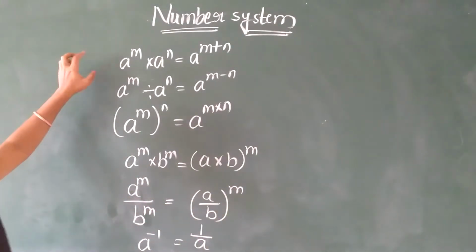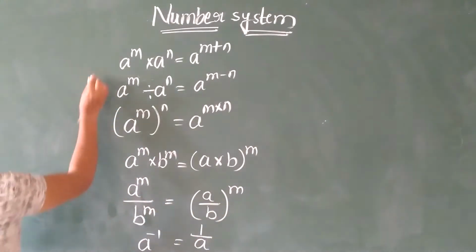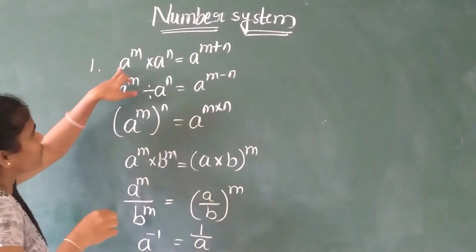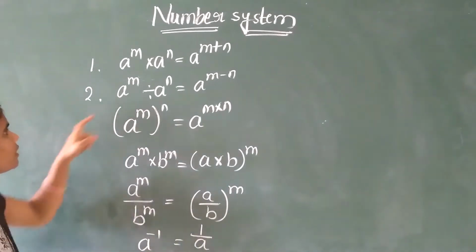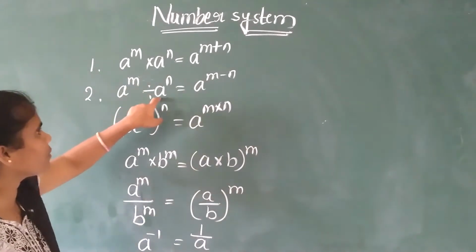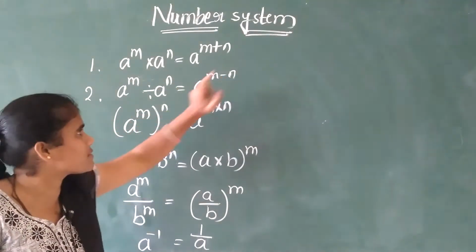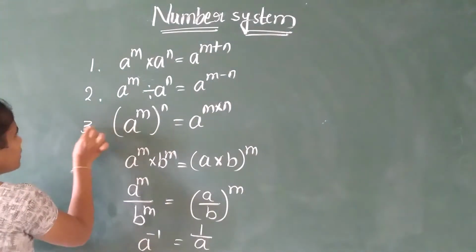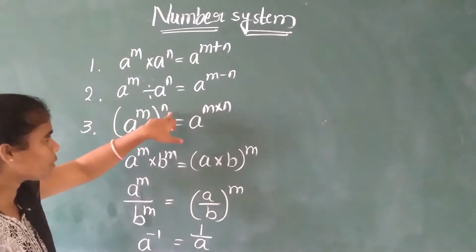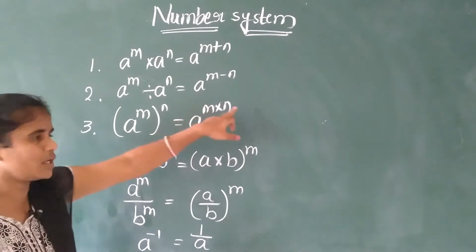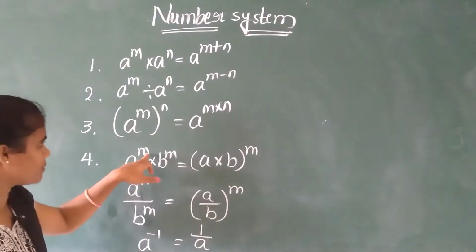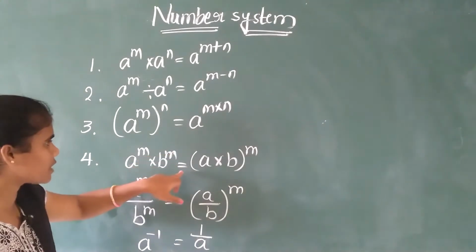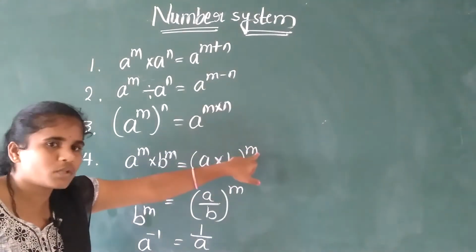See here, these are the laws of exponents. This is the first one, that is a to the power m into a to the power n is equal to a to the power m plus n, and the second one, a to the power m divided by a to the power n is equal to a to the power m minus n, and the third one is a to the power m whole to the power n is equal to a to the power m into n, and the fourth one is a to the power m into b to the power m is equal to a into b whole to the power m.